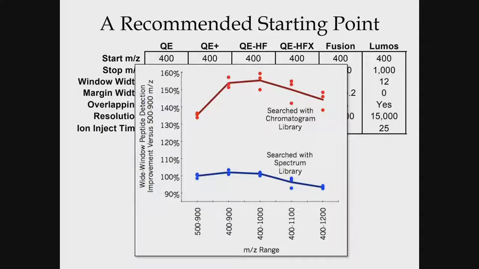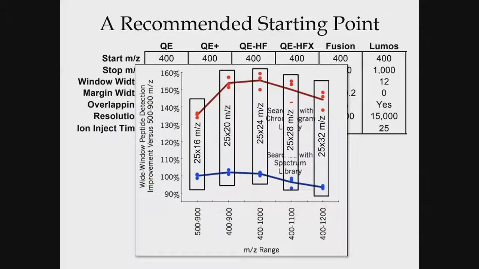We've also gone back and evaluated the mass range aspect a little bit, and that is we analyzed data from 500 to 900, 400 to 900, 400 to 1,000, et cetera. But one thing to keep in mind is that as we go to a wider range, because we want the cycle time to be essentially the same, we actually have to open the isolation width. So 500 to 900, we're basically doing 25 by 16 m/z wide windows. 400 to 900 is 25 by 20. 400 to 1,000 is 25 by 24, et cetera.